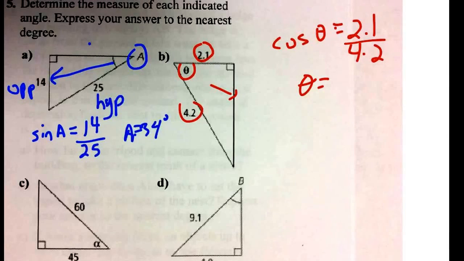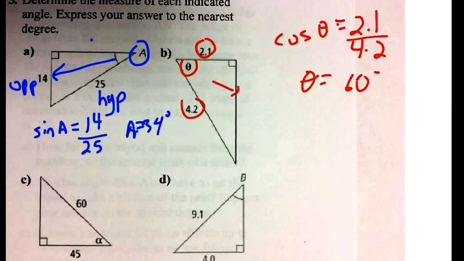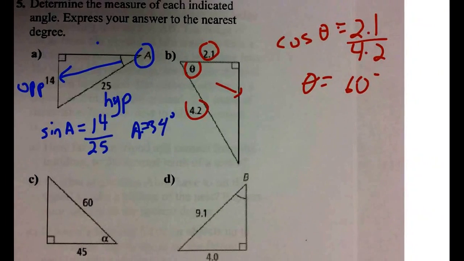So to solve it for the angle, we want to get rid of that cosine. So second cosine, brackets 2.1 divided by 4.2. And that gives us an angle of 60 degrees. Okay? And we'll stop there. The letters C and D are the same thing, just using cosine and sine again. So that's it. So that's it for our review.